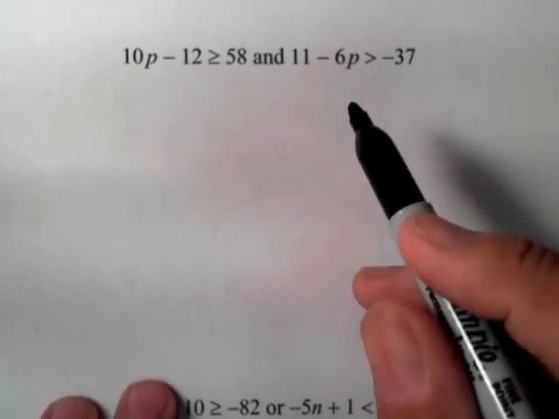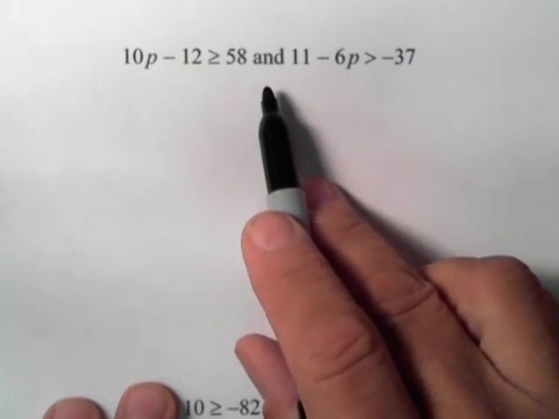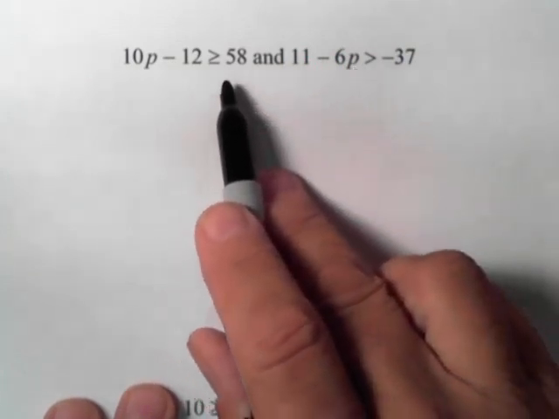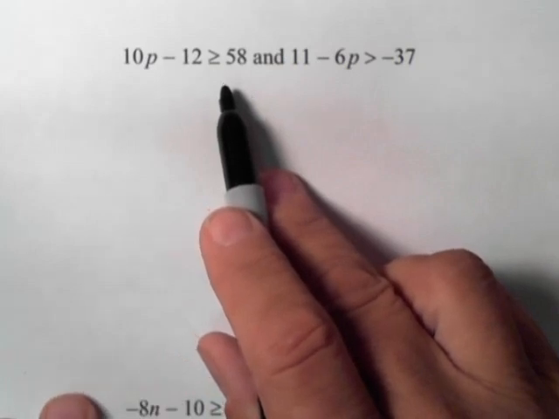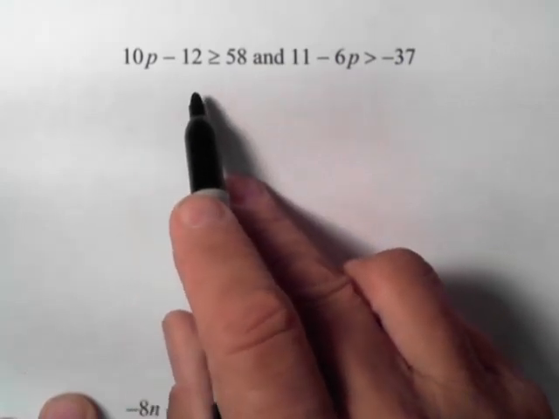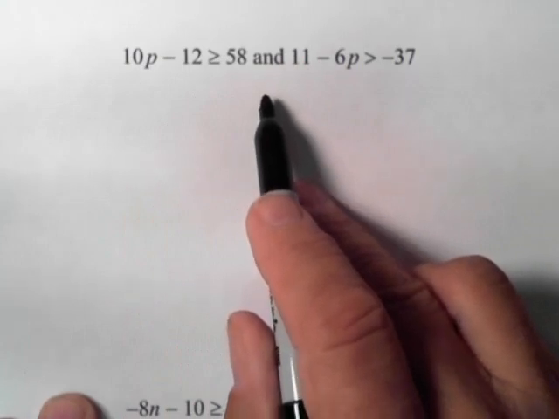Well, here's another problem, written with the regular word "and." So we got to solve both of these at the same time, and both of them are going to take some cleaning up here. So let's do this. Remember, we always want to solve for the p on the left, and then whatever the inequality and the rest of the number is on the right.